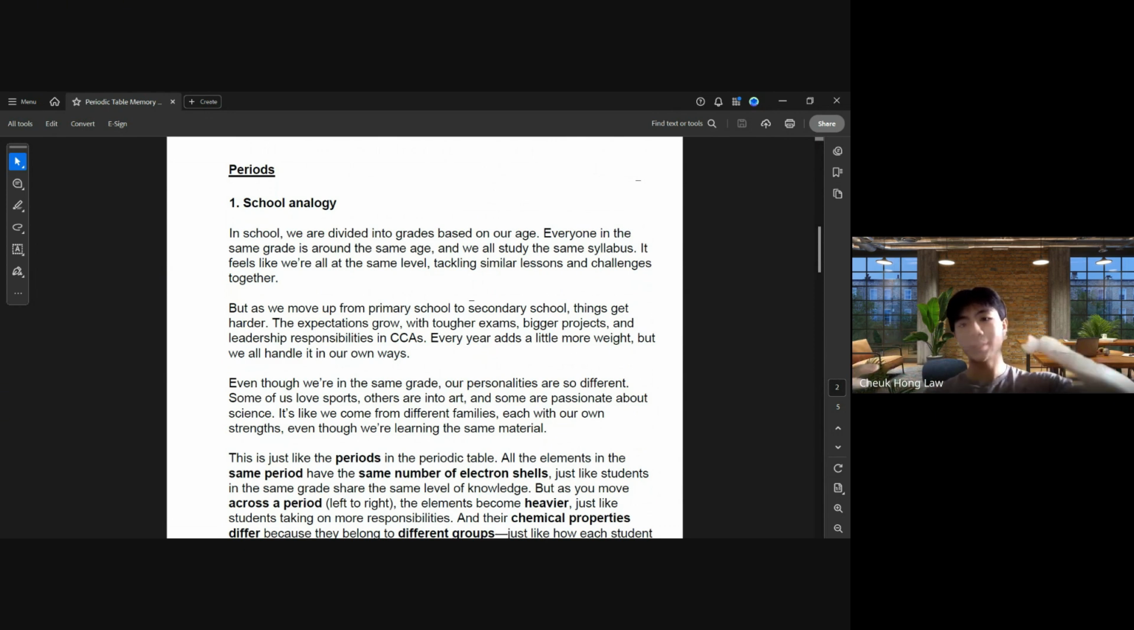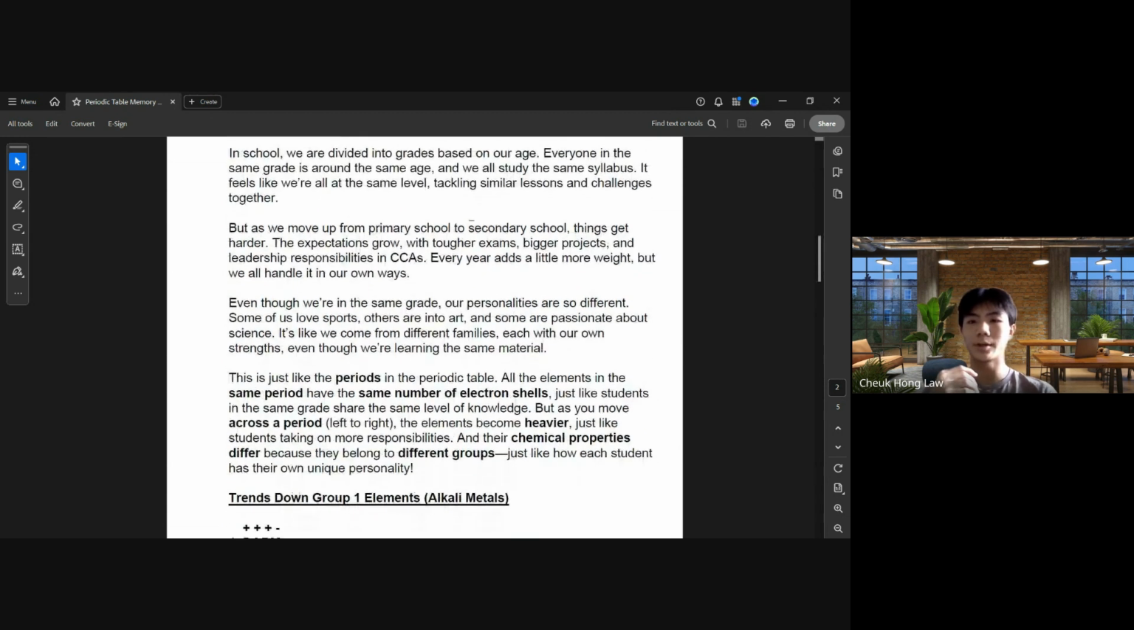But as we move up from primary school to secondary school, for example, things get harder, right? Primary school was much easier, but now in secondary school, the expectations grow. There are tougher exams and bigger projects and even leadership responsibilities in your CCAs. So every year adds a little more weight, but we all handle it in our own ways. Even though we're in the same grade, our personalities are also very different. Some of us love sports, others are into art, and some are even passionate about science. So it's like we come from different backgrounds, with different families, each with our own strengths, even though we are learning the same material.